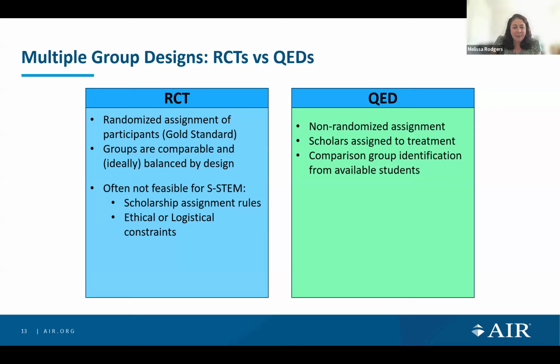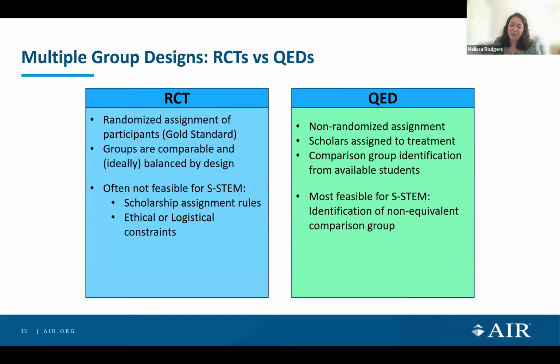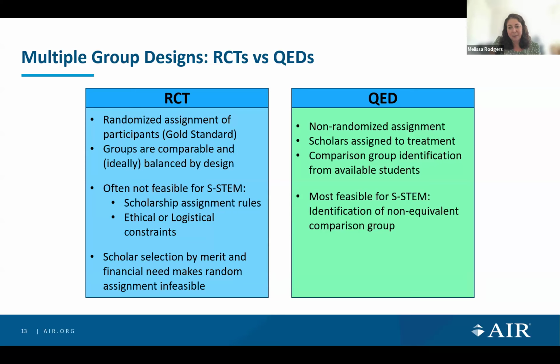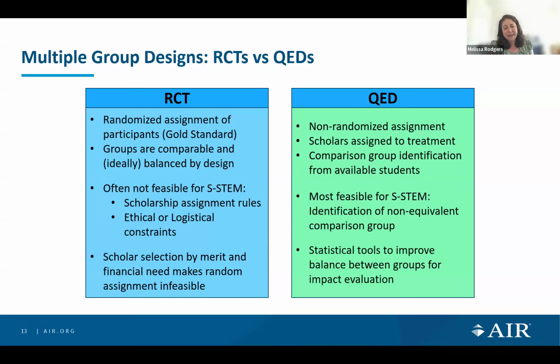When randomization is not possible, QEDs offer a practical alternative for including multiple groups. They rely on identifying a non-randomized or non-equivalent comparison group, which are students who did not participate in the program but are similar enough. And with careful design and appropriate statistical tools, such matching or weighting can improve baseline balance and then strengthen causal claims by establishing equivalence on observed characteristics. There will still probably be non-equivalence on those unobserved characteristics, but more about that later with regard to design and analytic strategies from Joe Taylor.